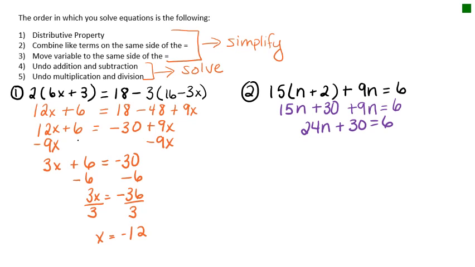Now I have a two-step equation. Subtract 30. I get 24n equals negative 24. 6 minus 30 is negative 24. And then I divide by 24. And I get n equals negative 1. Okay, so we're simplifying equations to get a two-step equation.